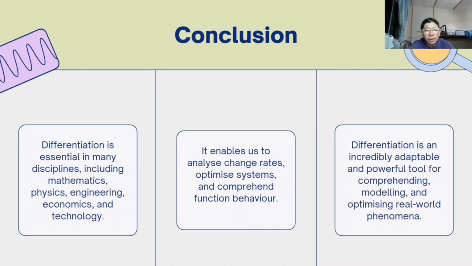In conclusion, differentiation is essential in many disciplines including mathematics, physics, engineering, economics, and technology. It enables us to analyze change rates, optimize systems, and comprehend function behavior. Differentiation is an incredibly adaptable and powerful tool for comprehending, modeling, and optimizing real-world phenomena.